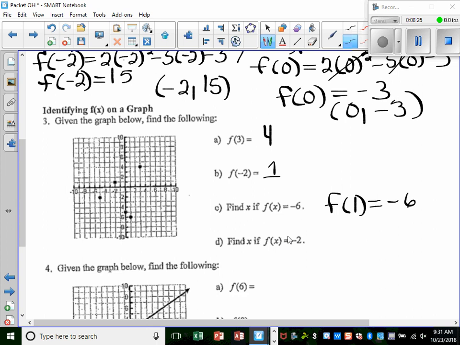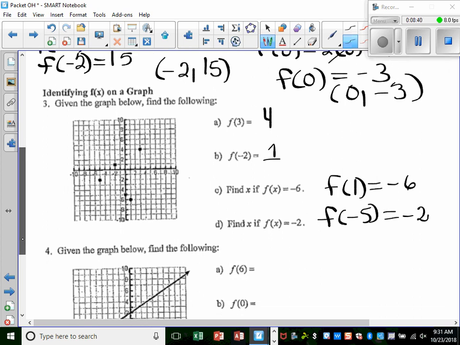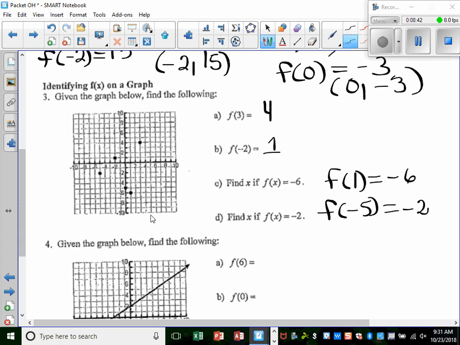Now I'm going to go on the y-axis at -2, which is here. And then I'm going to go across on the x. So what is the value of x? -5. So you're going to say f of -5 equals -2. Take a look and see if you have any questions on how I got those numbers.